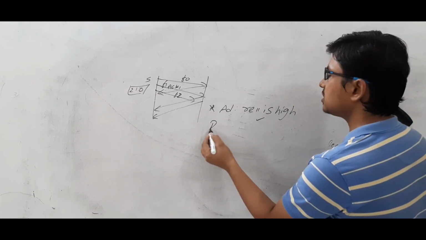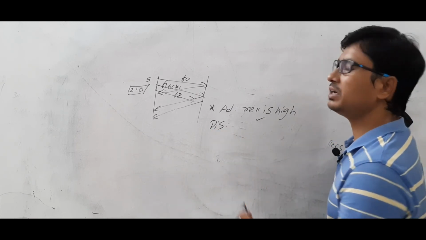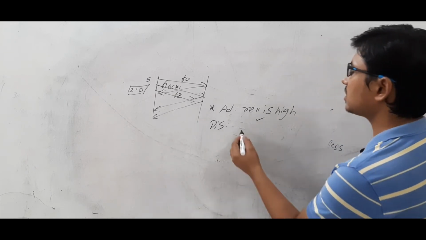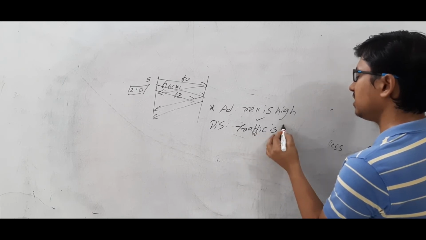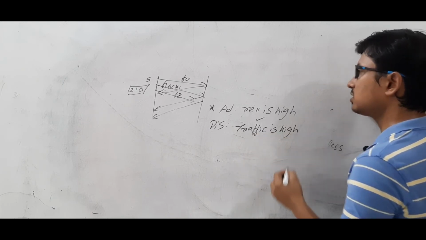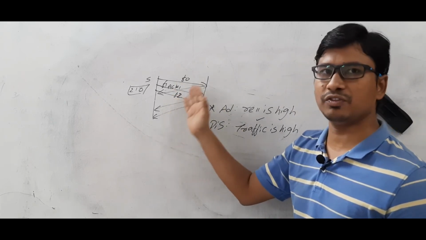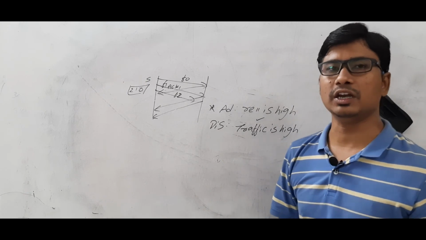But what is the disadvantage? Wherever there is an advantage, there will be a disadvantage. So we will discuss the disadvantage of independent acknowledgement. The traffic will be high because you are sending an individual acknowledgement for each frame. So if you are sending 10 frames, you have to send 10 acknowledgements. So the traffic in the network will be high.